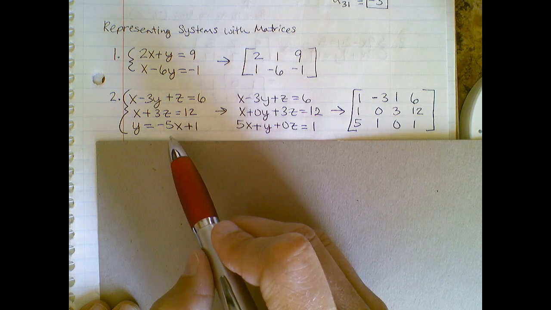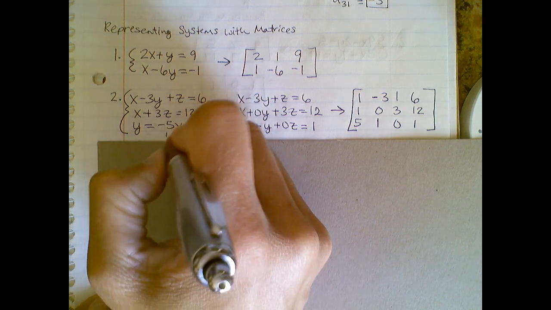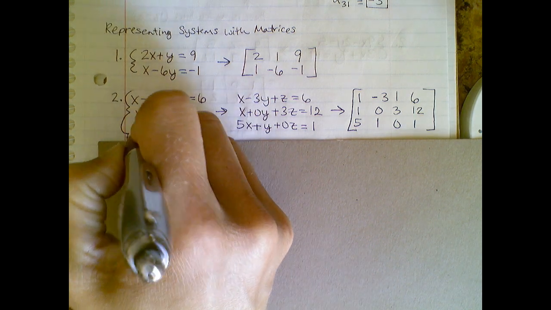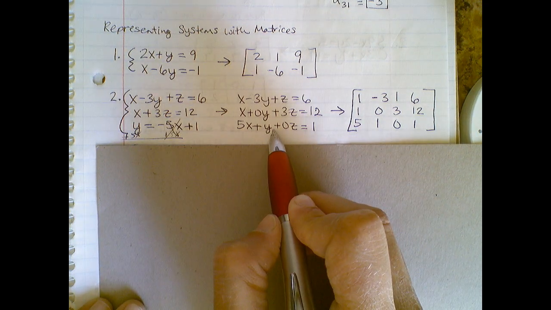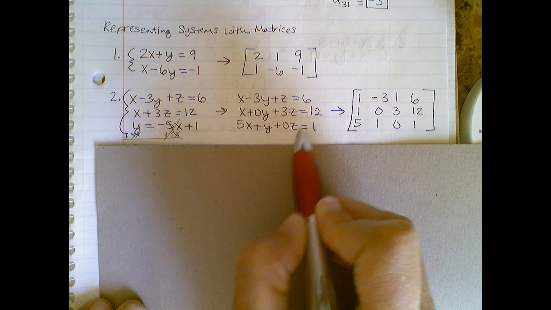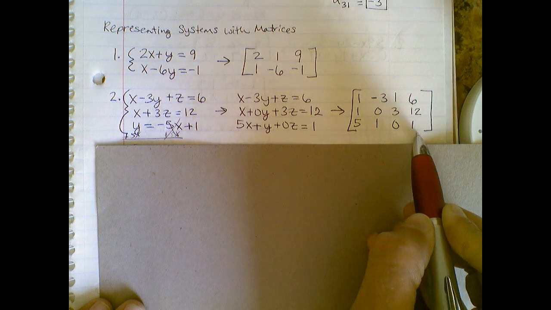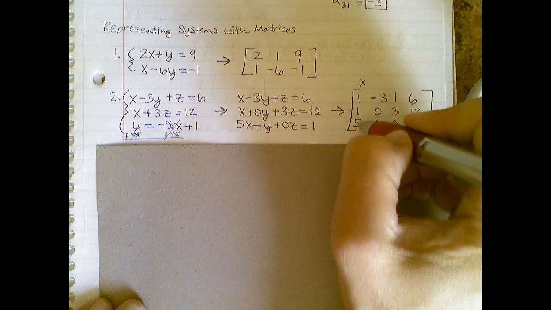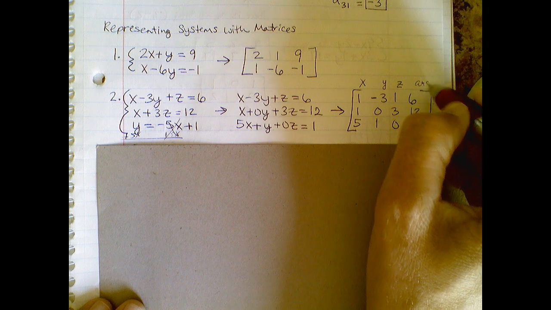Now for this one, I need to get the x and y on the same side. So I'm going to add my 5x over here. Those cancel out. So I have 5x plus y, and then there is no z, so I just put a 0 there, equals 1. So I'd have 5, 1, 0, and 1. So this is my x column, my y column, my z column, and then my answer column.